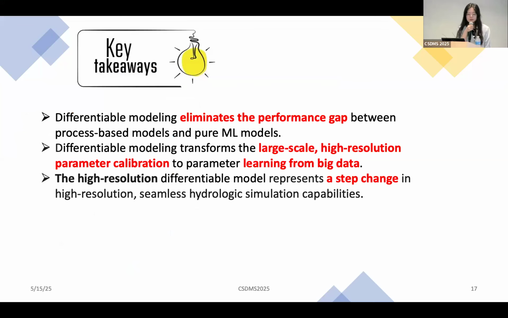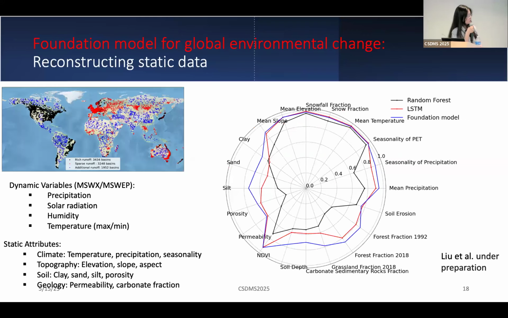So here are the takeaways for today's presentation. Differentiable modeling eliminates the performance gap between the process-based model and the pure machine learning model. It transforms large-scale, high-resolution parameter calibration to parameter learning from big data, representing a step change in high-resolution hydrological simulations.